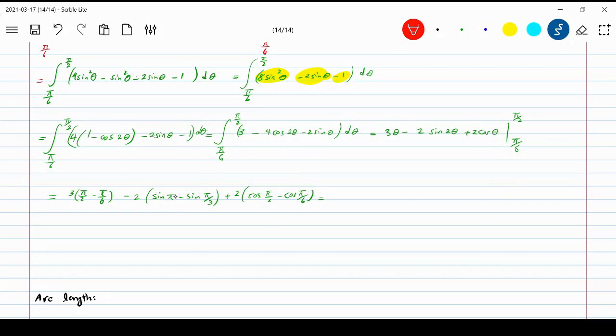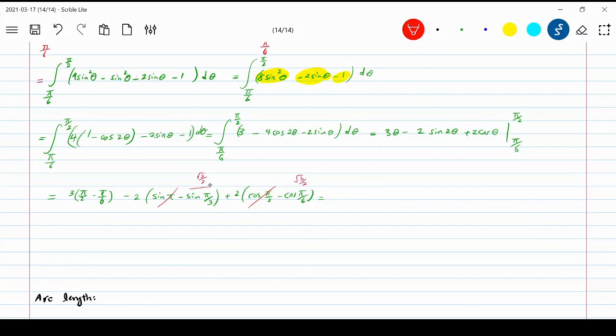The terms that are 0, this is 0, that is 0. And what is sine of pi over 3? This is sine 60 degrees, which is root 3 over 2, if I'm correct. So this is root 3 over 2. And cosine of pi over 6, that's the same. So this is root 3 over 2 as well.